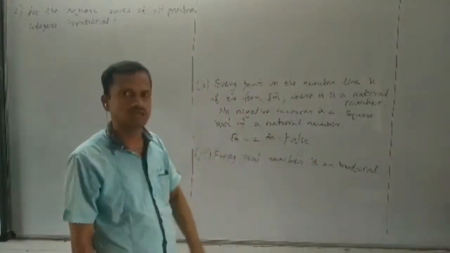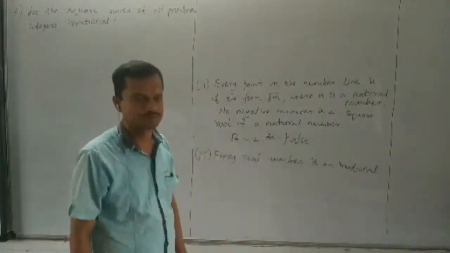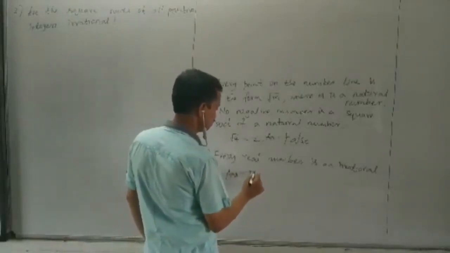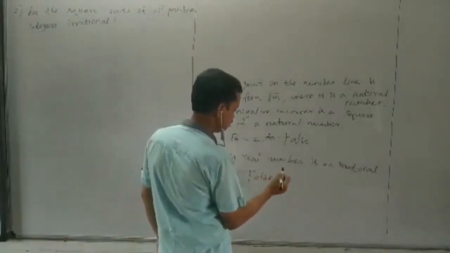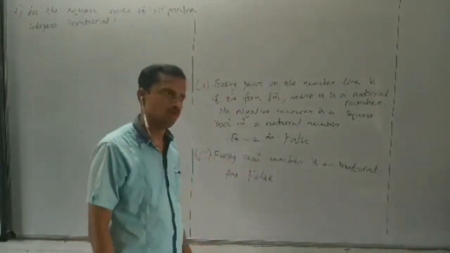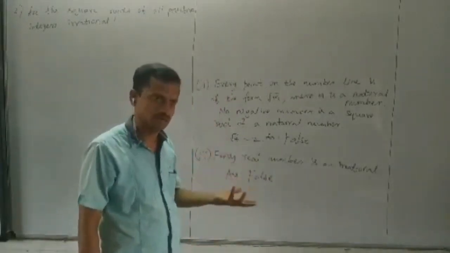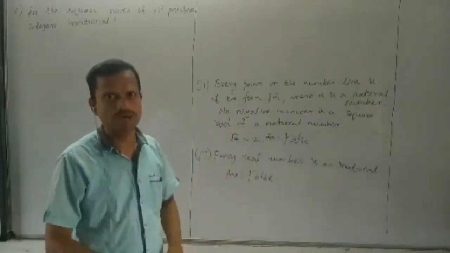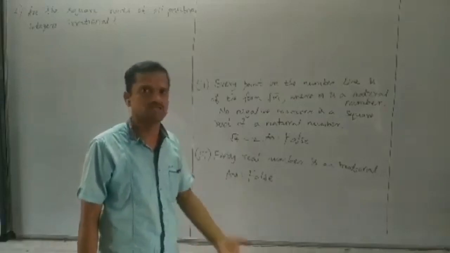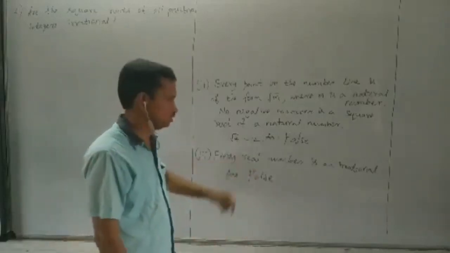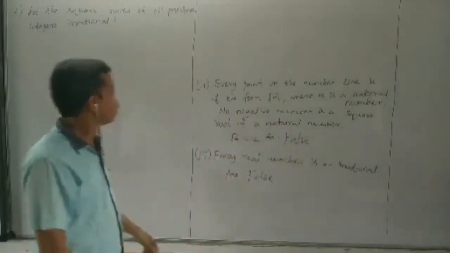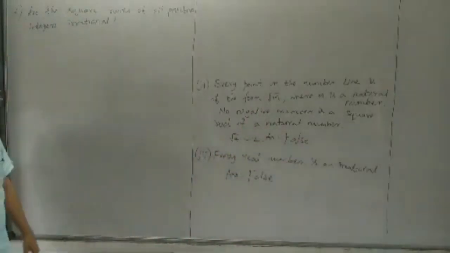Every real number is an irrational. The answer is what? I think you know very well. The answer is false. Because real number means both rational and irrational combined. So every real number may be rational or irrational. But the question says irrational. So it is false. And now coming to question number 2.